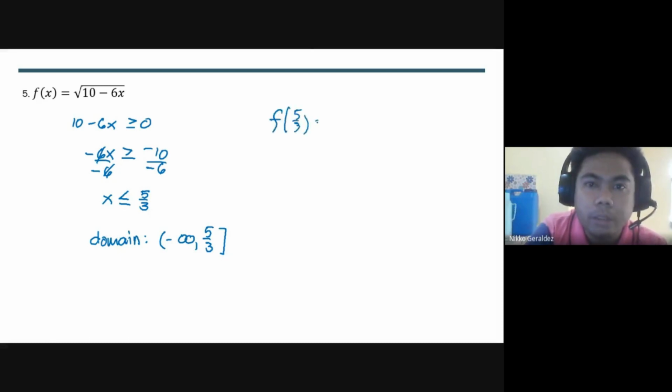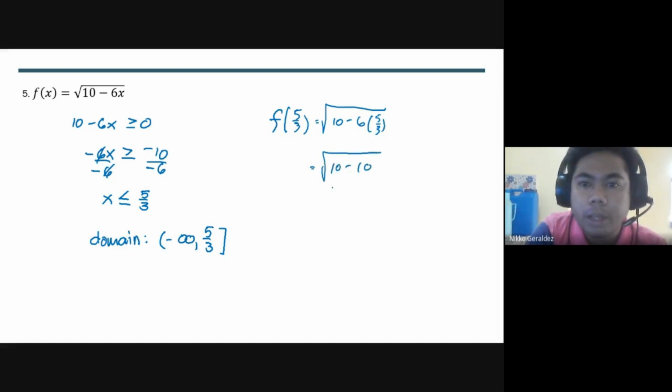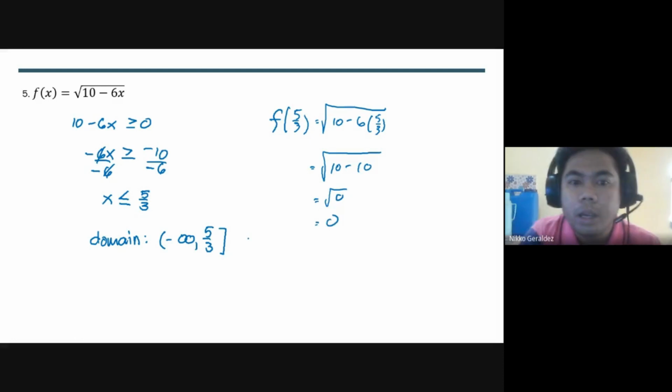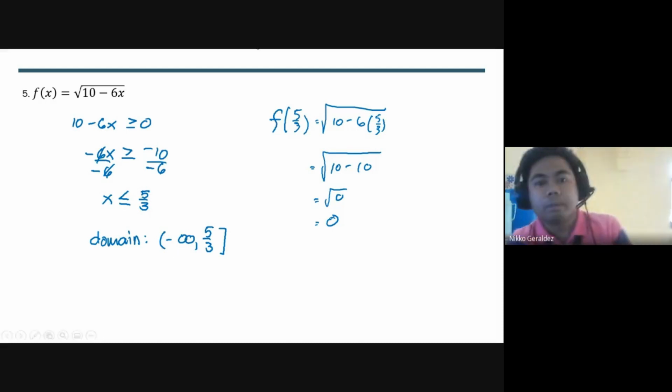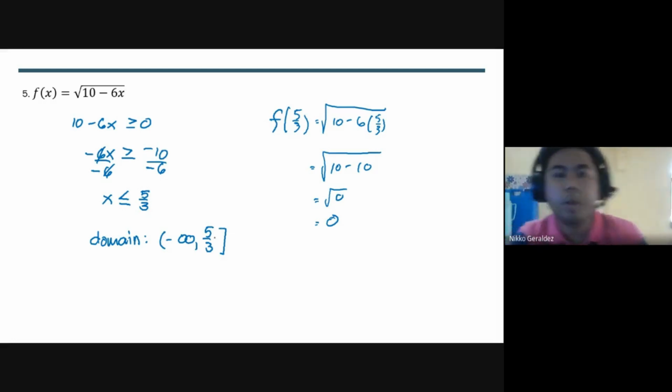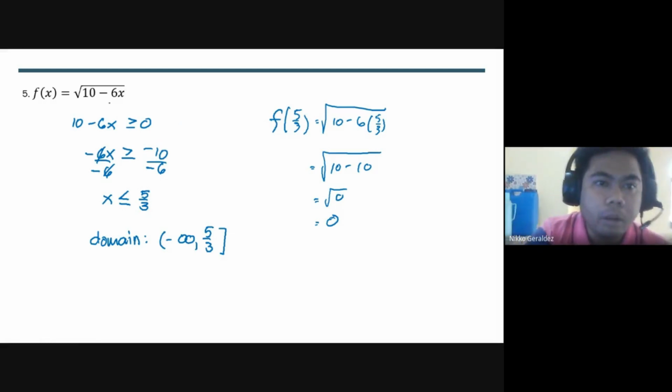F of 5 over 3 is equal to 10 minus 6 times 5 over 3. So, you have 10 minus 10, and the square root of 0 is 0. No? So, it is included. So, the expression inside the square root can be 0. Why did we use parenthesis at negative infinity? It means that all negative numbers can be in the domain of our function.